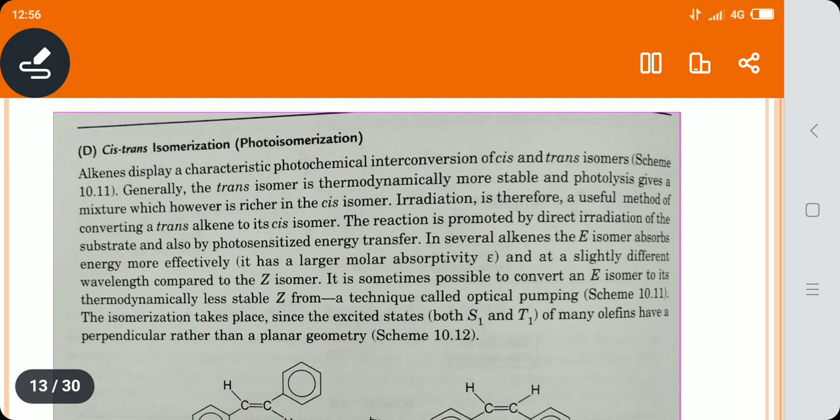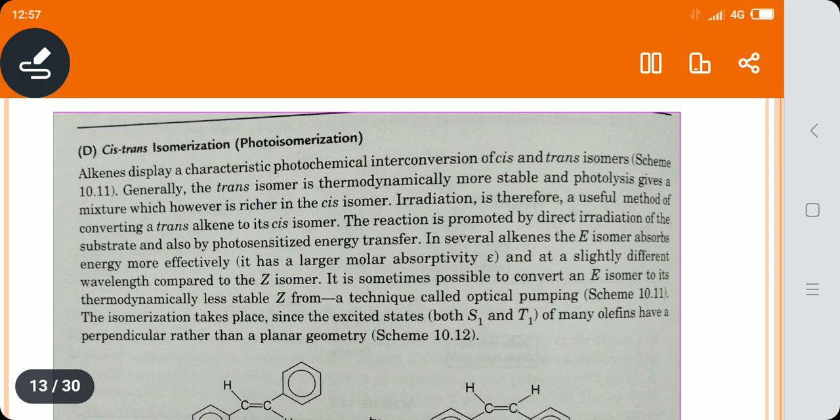Hi everyone, today let us learn about cis-trans isomerization, which is also called photoisomerization. We all know isomers are two or more compounds with the same formula but different arrangement of atoms in a molecule, and their properties may also differ.